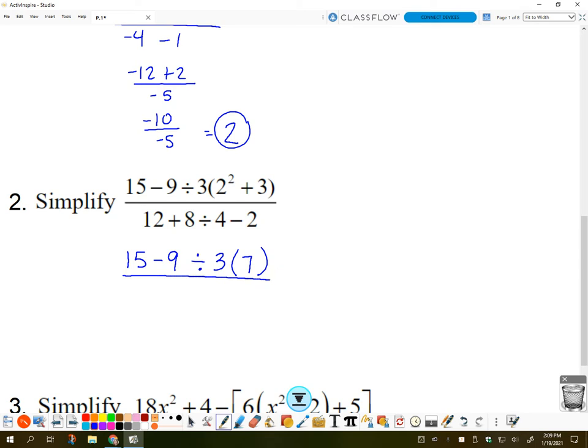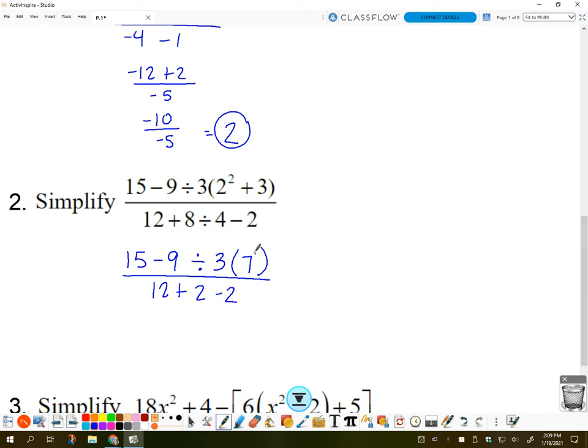On the denominator, the first thing that needs to be done down here. So again, you have a numerator, you've got to get that down to one number, and a denominator, you've got to get down to one number. So I did the first step on the numerator. I figured out what this guy was. On the denominator, the first thing you're going to do is this division. So it'll be 12 plus 8 divided by 4 is 2 minus 2.